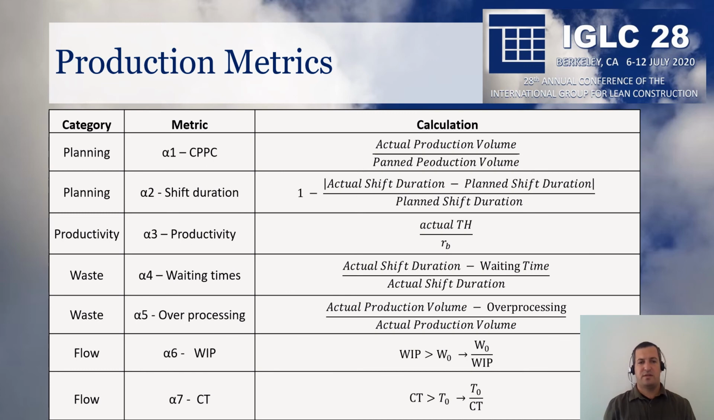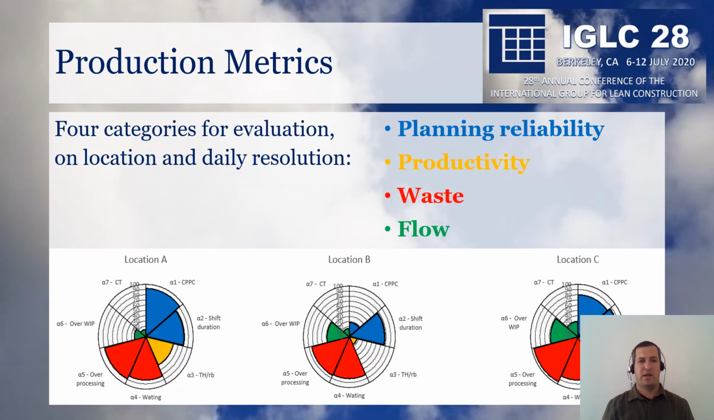The waste was evaluated according to the waiting times and the overprocessing. The WIP and the cycle time enable us to evaluate the flow as they were compared to the critical WIP and to the raw working times. Accordingly, we were able to present a color-coded pie chart that represents the status of production according to the planning reliability, the productivity, the waste, and the flow. And this type of representation we were able to present per location and per shift, and this might enable decision makers to evaluate their production strategy and their results.